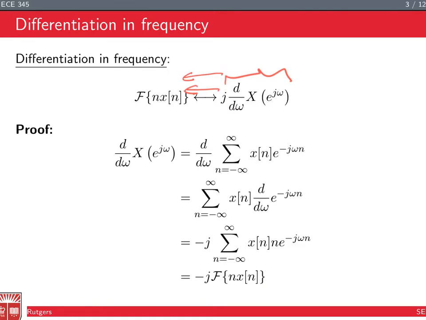Again, this property is useful when going the other way. When you're trying to invert, going from the Fourier domain to the time domain, you can notice that what you're dealing with is the derivative of something. So the signal is n x[n]. That would be the corresponding signal in the time domain.